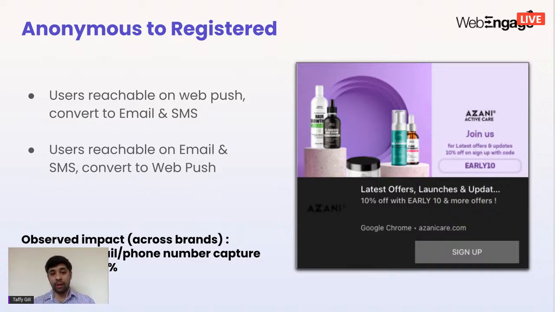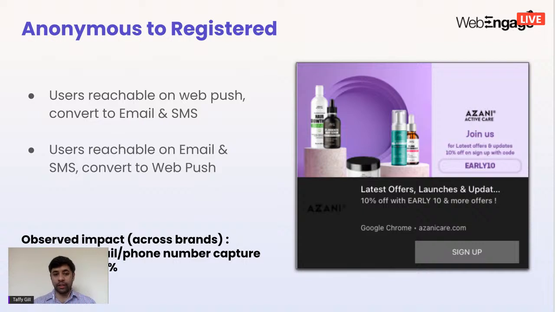So the example on the right highlights how Azani is utilizing this anonymous to register targeting via web push as a channel. So they are providing a 10% discount code to users who will click on this web push, go back to the website, register themselves. So this way, not only are you able to generate an increasing amount of email database and SMS database that you can capitalize on, but this is a very good source of engagement to also promote other offers.